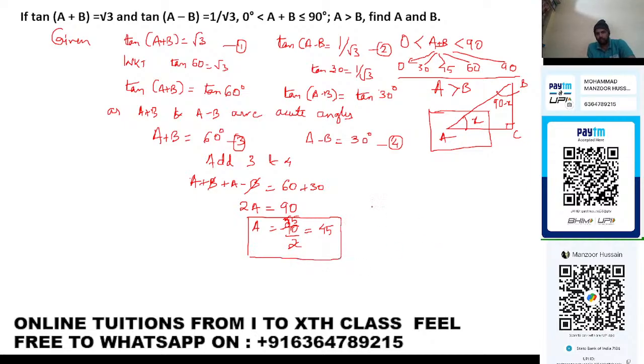Same thing if we substitute in 3, then A plus B is equals to 60, 45 plus B is equals to 60, B is equals to 60 minus 45, B is equals to 15 degrees.